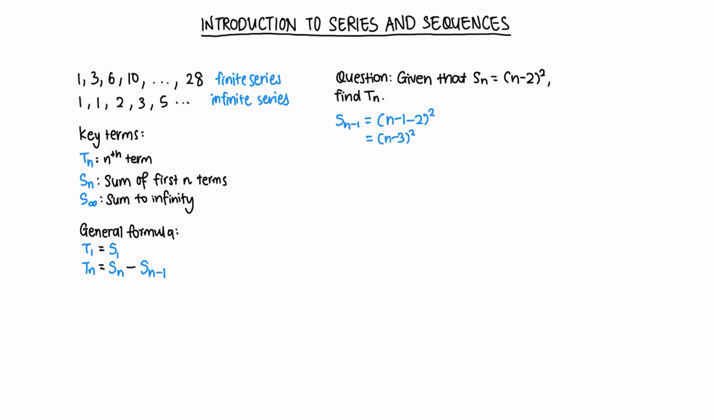So let's find Tn. We can see that Tn is just Sn, which is n minus 2 squared, minus Sn minus 1, which is n minus 3 squared. What does this get us? If we do our expansion, this becomes n squared minus 4n plus 4 minus n squared minus 6n plus 9. And then this is equal to 2n minus 5.